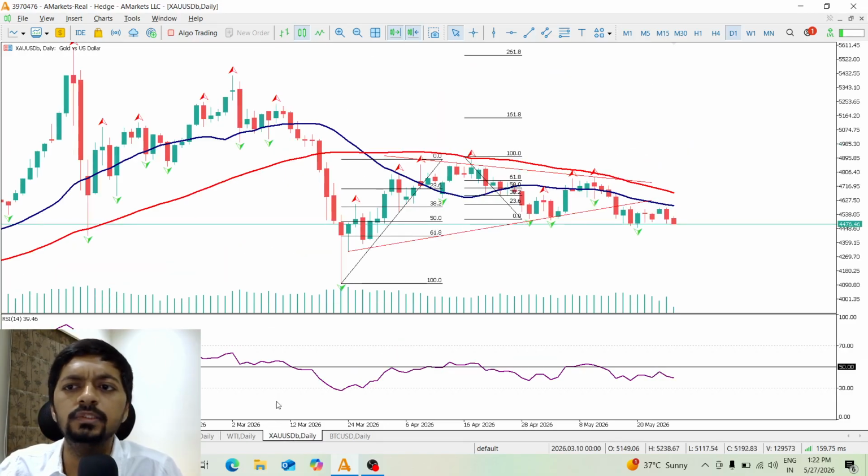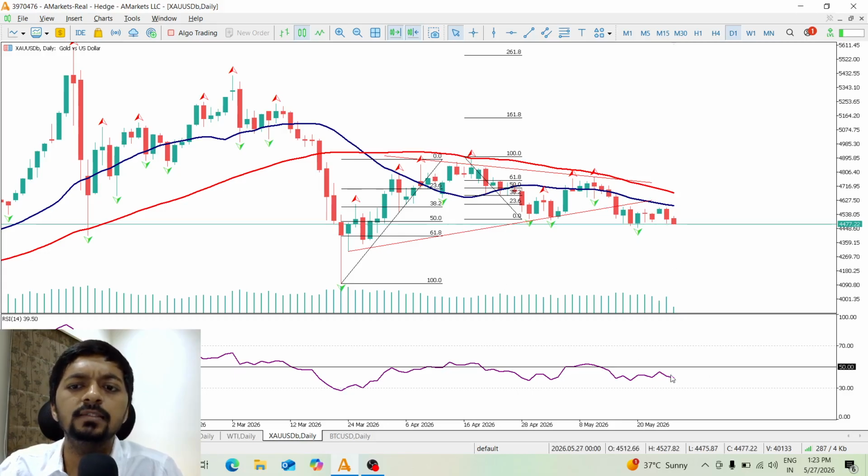Now if you look at the gold chart, we clearly updated that gold has rejected from the 21 period moving average. Now it is trading nearby the 4450 level, which is also the 61.8 level. If price breaks below this level and sustains below it, we can expect further downside momentum up to 4200 and 4100, which are the 78.6 and 100 levels.